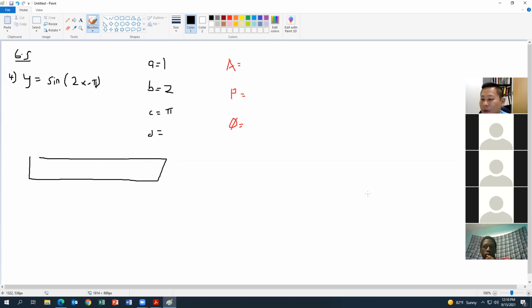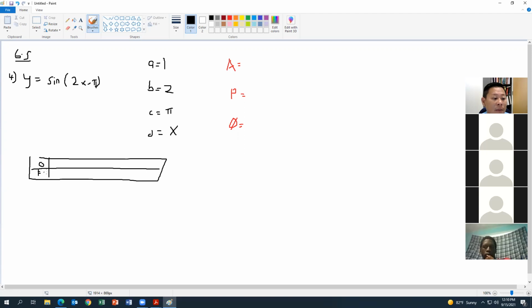So yeah, pi is correct. It's not negative pi. It's because originally there is a minus sign in the middle, so make sure you switch them. Pi is correct. And D. There is no D, or in this case 0. So when I say no D, it means it's 0.